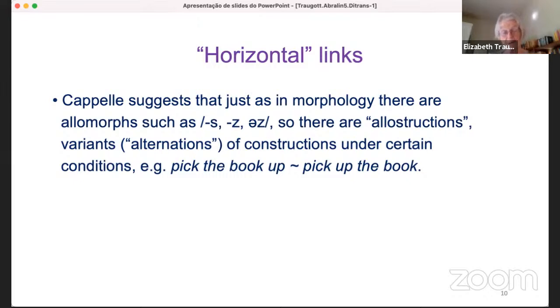In the same way, Cappelle suggests, there are allostructions, or variants and alternations of constructions under certain conditions. Allomorphs are under certain phonological conditions. Allostructions are primarily syntactically constrained. So "pick the book up" and "pick up the book" are in alternation.